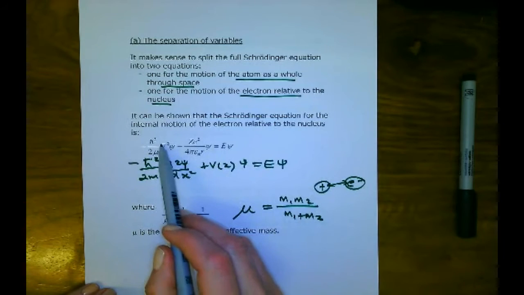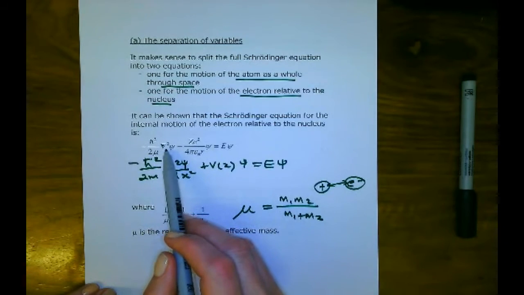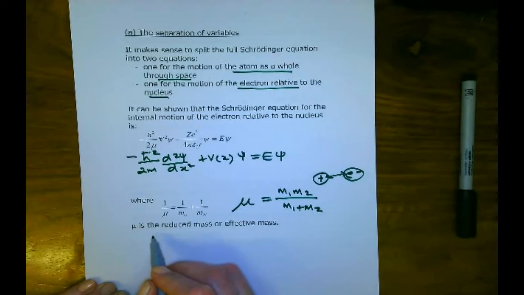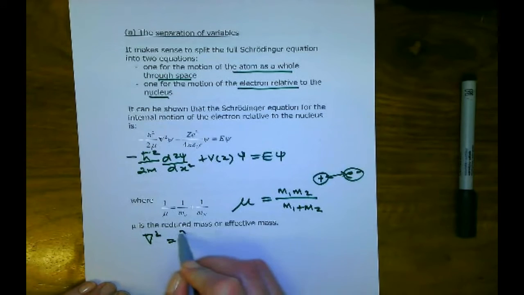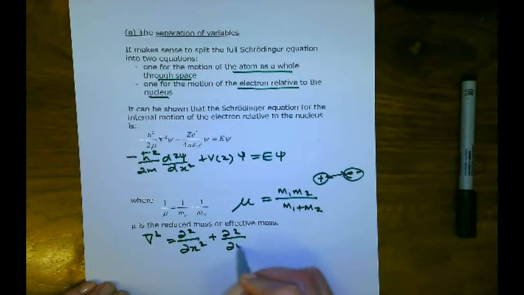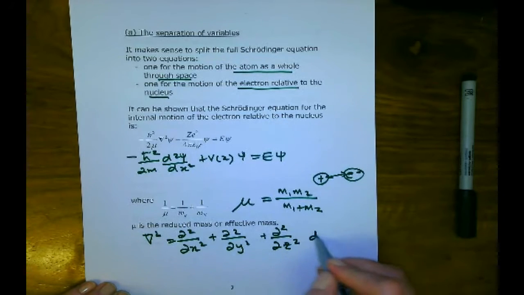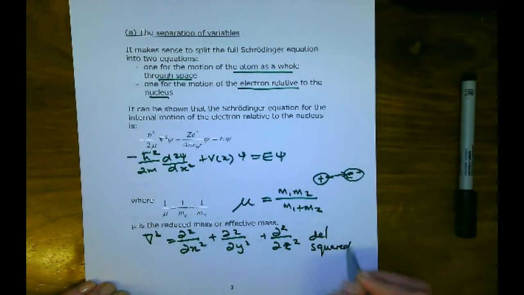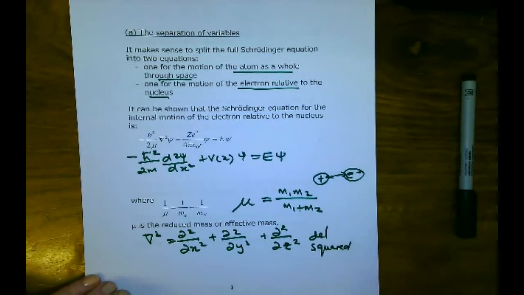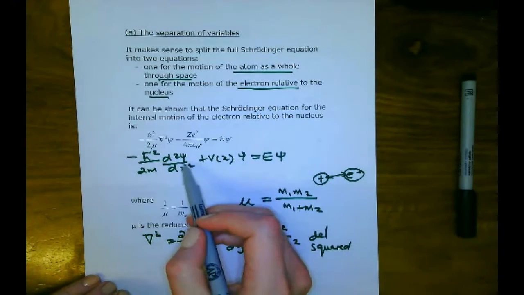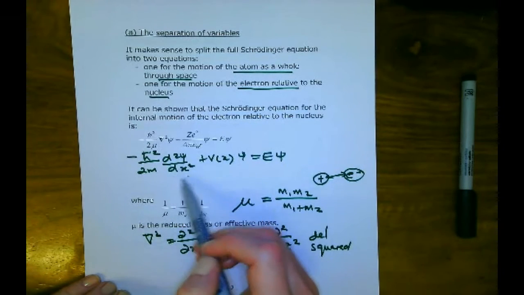Okay, then we have that upside down triangle, and that is called del squared, and that is just partial derivatives in 3 dimensions. Just because we're working in a 3-dimensional system. Remember, an atom exists in the 3-dimensional world. So that is very similar to what we've seen before.